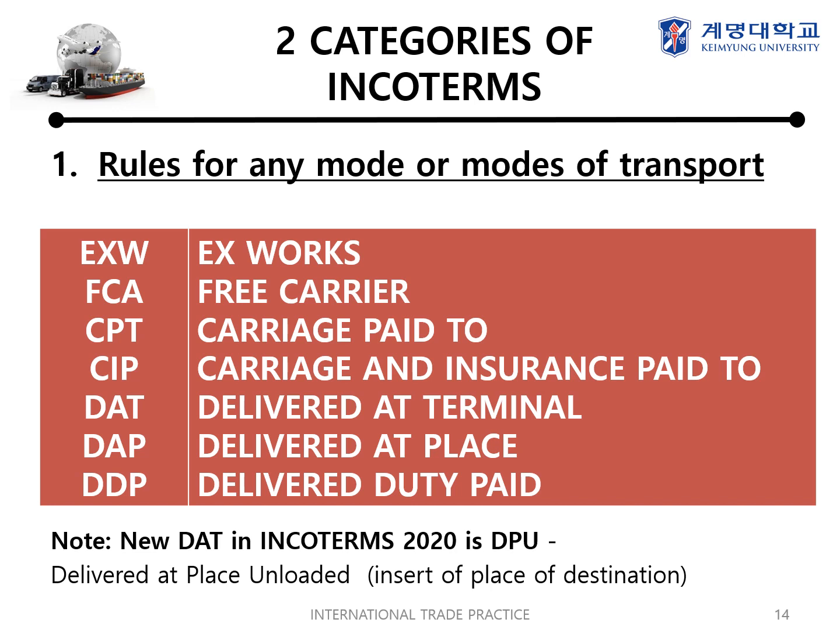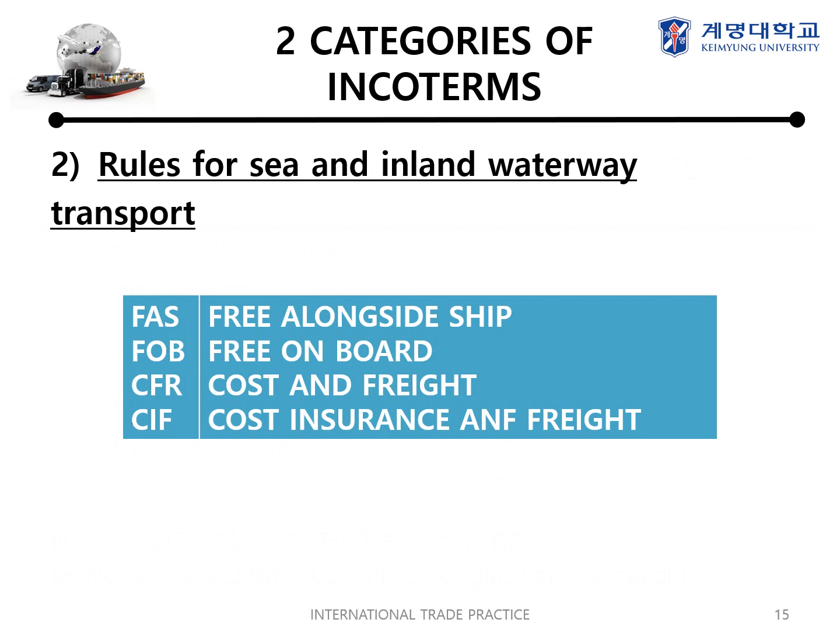So in Incoterms 2020, DAT had been replaced by DPU, so it is delivered at place unloaded. For sea and inland waterways, we have four Incoterms, and these are FAS, free alongside ship, FOB, free on board, CFR, cost and freight, CIF, cost, insurance and freight.